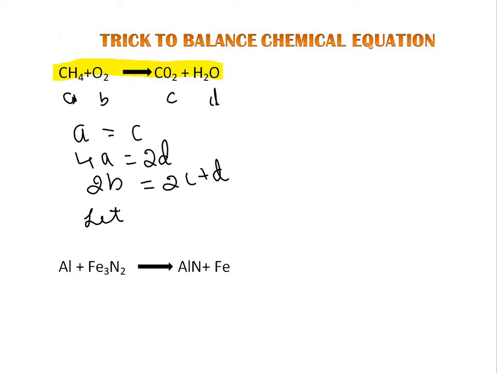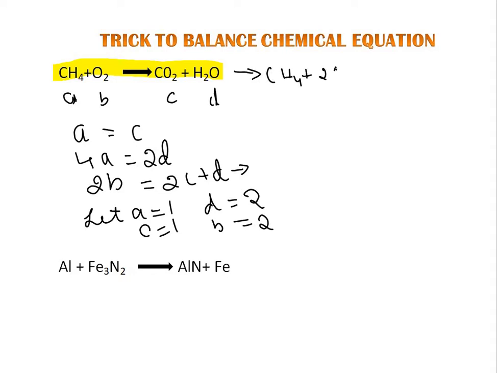So let A is equal to 1, C is equal to 1. What is the D value? D value is also 2, and if you put the values of C and D in this equation, you will get B is equal to 2. So the balanced one is CH4 plus 2O2 gives rise to CO2 plus 2H2O. This is a complete balanced one.